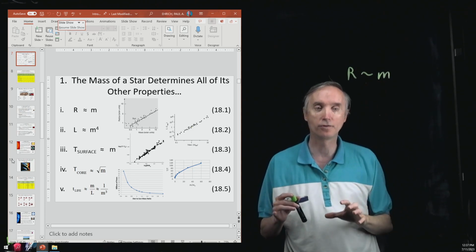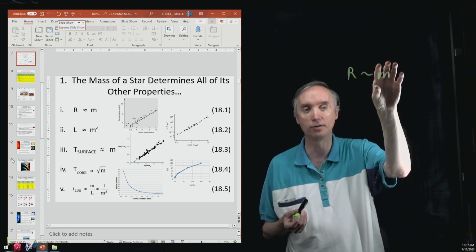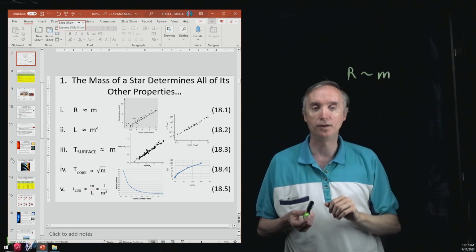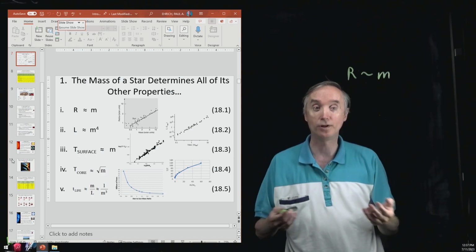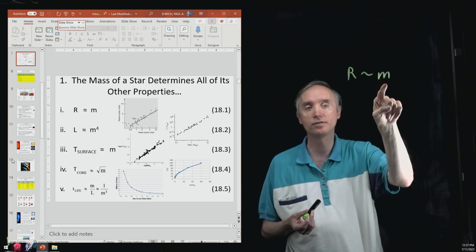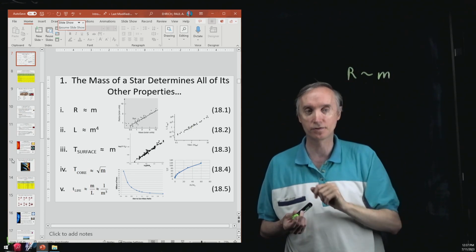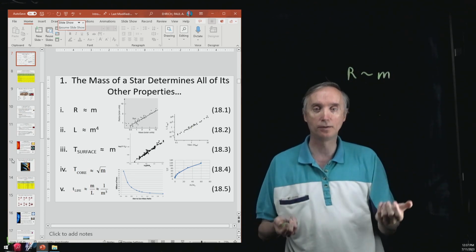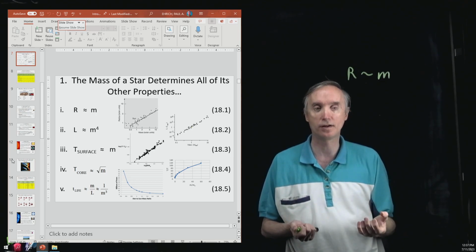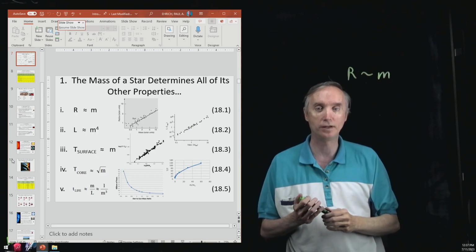We could even go further. If the mass of a star was bigger, what would be the radius of that star? It would be bigger. We could go even further. If the mass of a star was to double, what would happen to the radius? It would double. These are some things I think you ought to know for the exam. If I give you the formula, you should be able to interpret what it means.